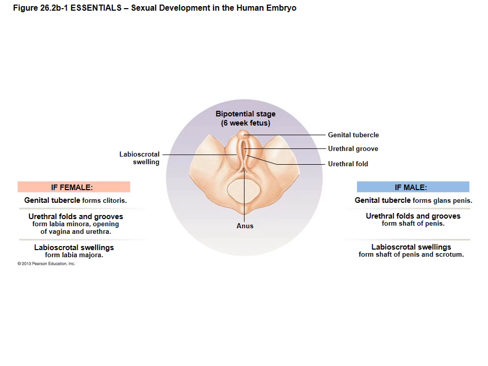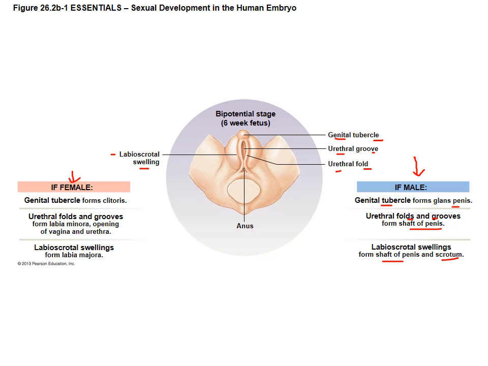Okay, and just a summary of the development or differentiation of the external genitalia. During the external development, all of these external bipotential structures will then develop into either male or female sex organs. During male differentiation of the external genitalia, the genital tubercle will become the glans penis. The urethral folds and grooves will become the shaft of the penis, and the labioscrotal swellings will become the scrotum and also form part of the penis.